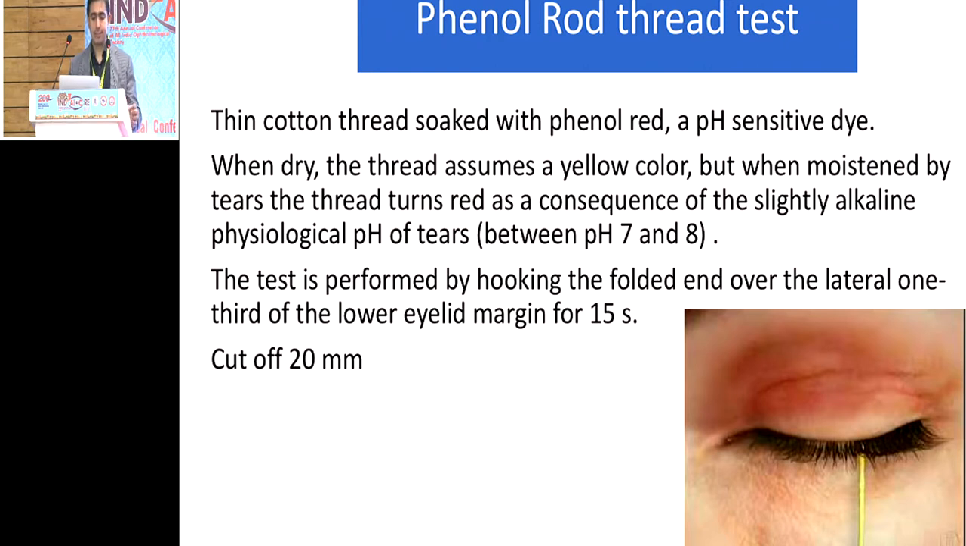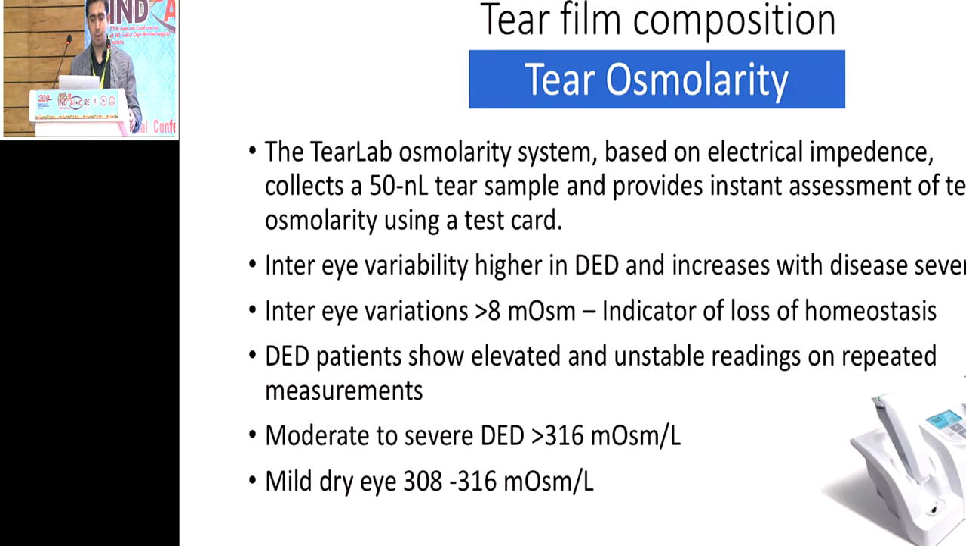The phenol red thread test, this is a thin cotton thread soaked with phenol red, which is a pH sensitive dye. When dry, the thread assumes a yellow color, but when moistened by the tears due to the pH change, it turns red. A cutoff of greater than 20 is taken as normal.